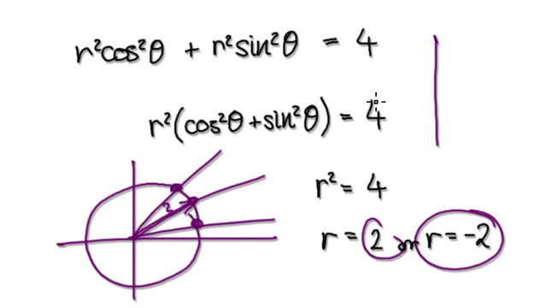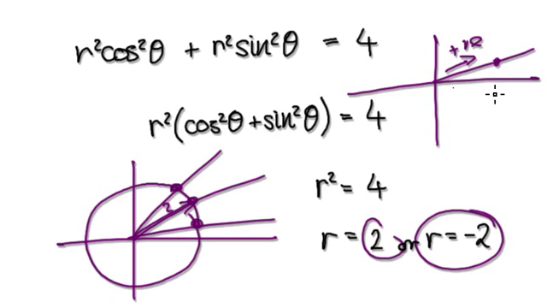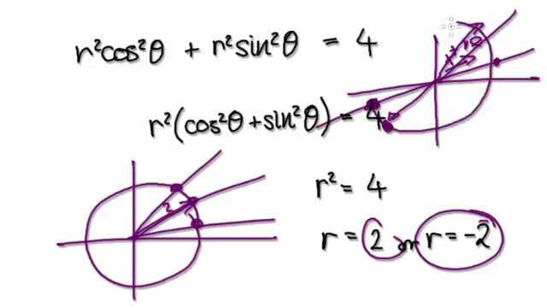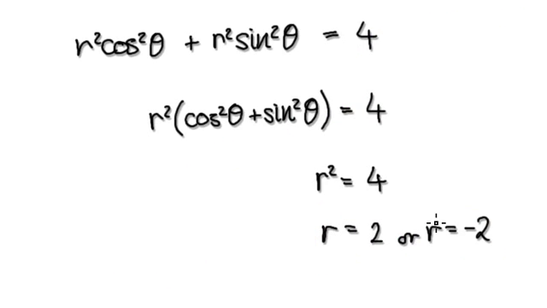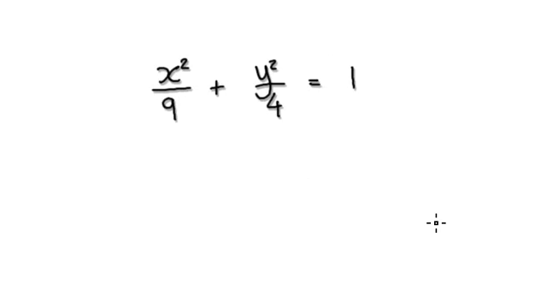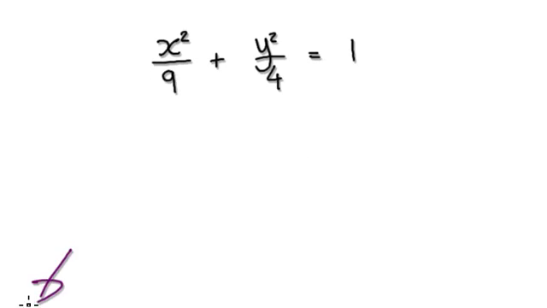Now let's look at this here. Let's say the angle is here. So this is your positive direction, and then because it's negative 2, your point will be here. Let's say the angle is here. This is your positive direction, but because it's negative, the point will be right here. So it will eventually trace out the same circle. So it can be r equals 2, or it can be r equals negative 2. So next question, convert this into polar form. So press pause and have a go.